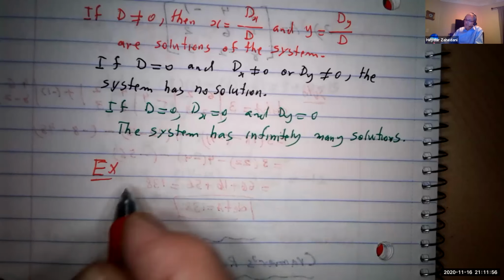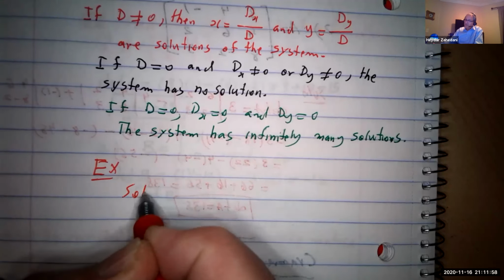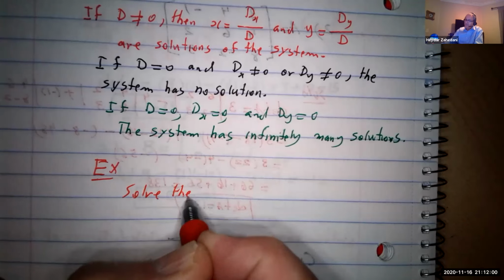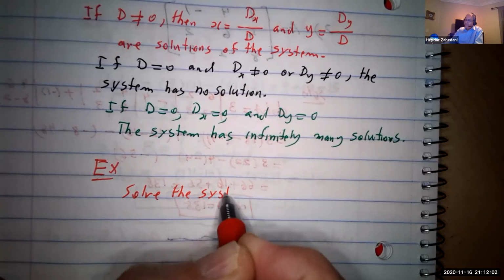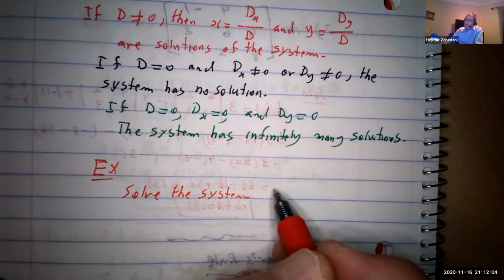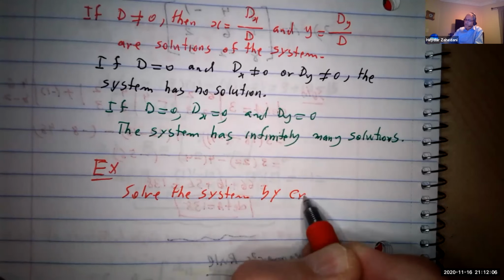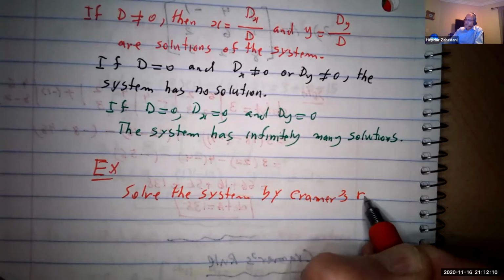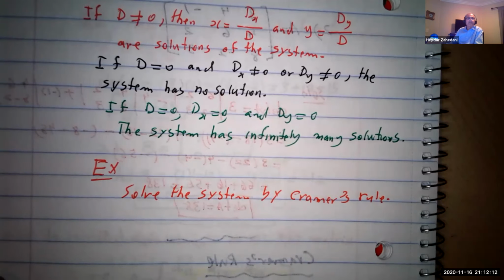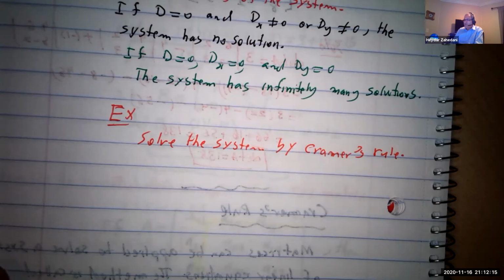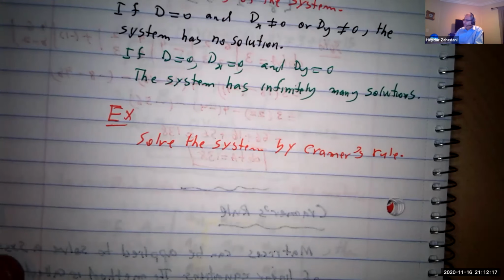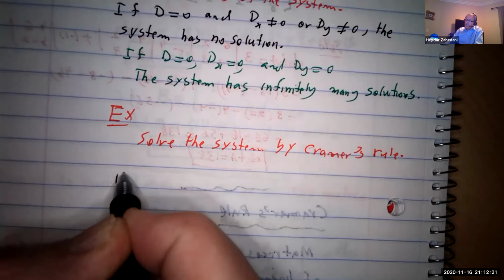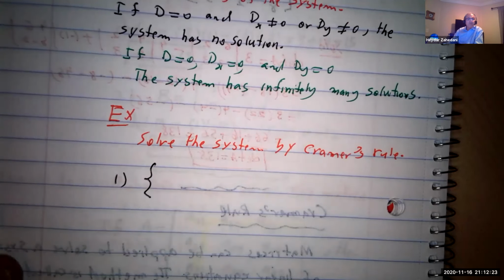Okay, so we want to solve each system. Solve the system by Cramer's rule. This means you are not going to use any other rules, remember. You have to use Cramer's rule only, no algebra. Okay, let's try this one to see how far we can go.